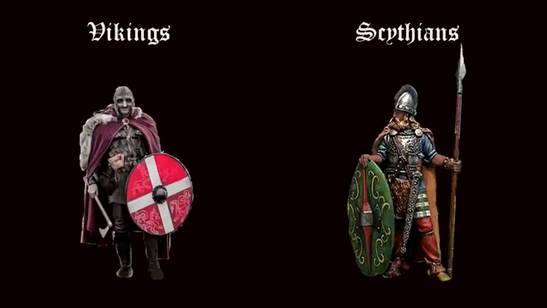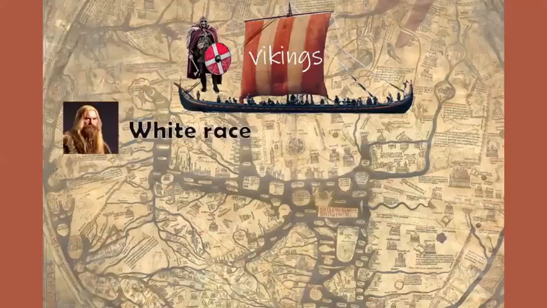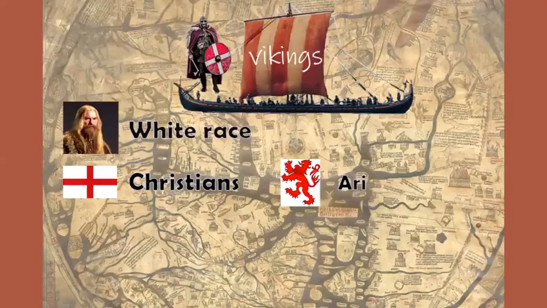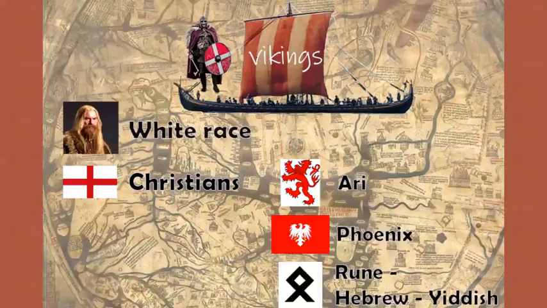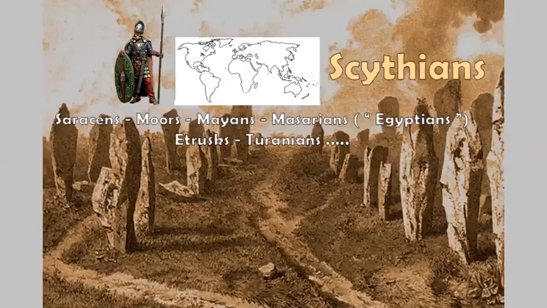Let's recapitulate. You have two main forces. You have the invading white race, the Christians, with the lion symbol, the Ari, the phoenix of the resurrected Christ, and their language is Rum, Hebrew, Yiddish. Next, you have the Saracens, Moors, Mayans, Mazarians, Etruscs. All those people can be brought back to one root people, the Scythians or the Turanians.